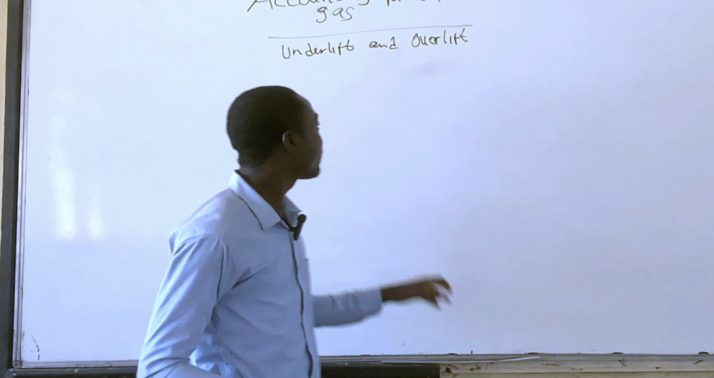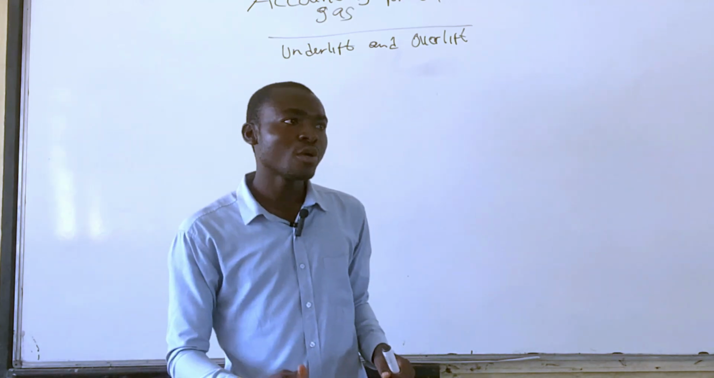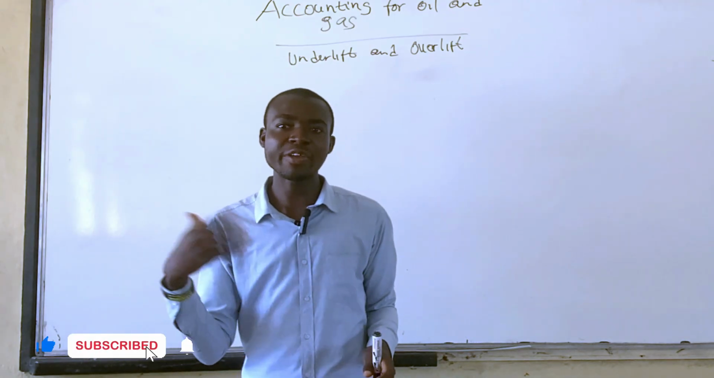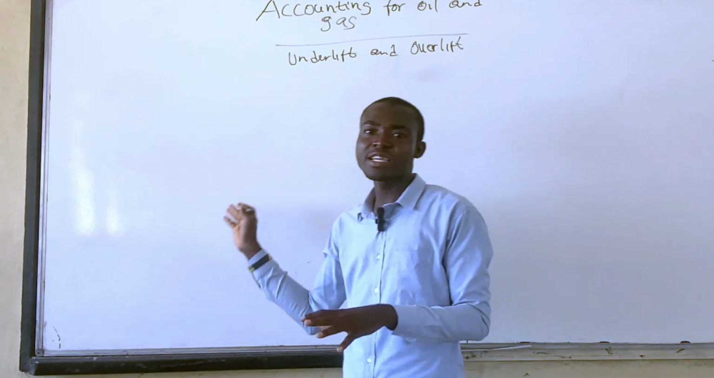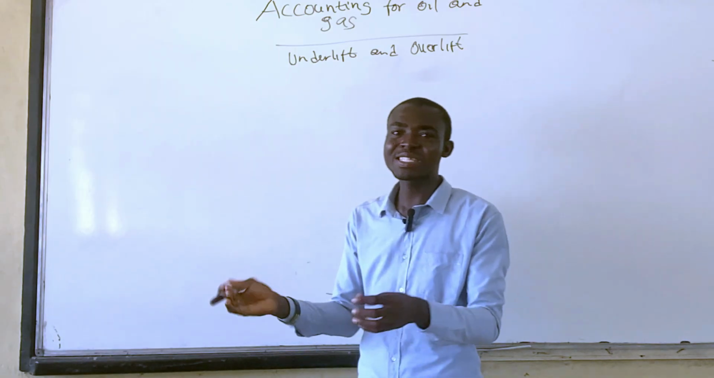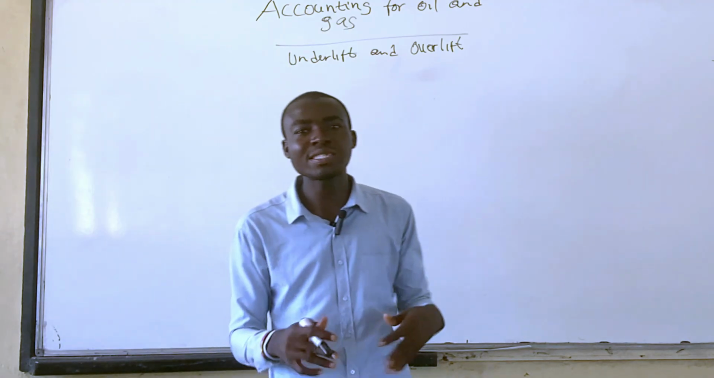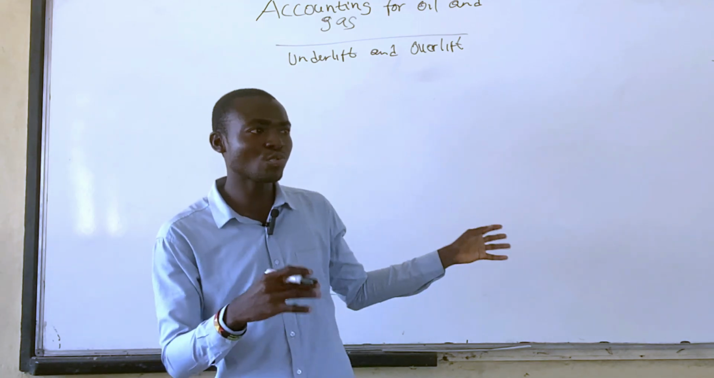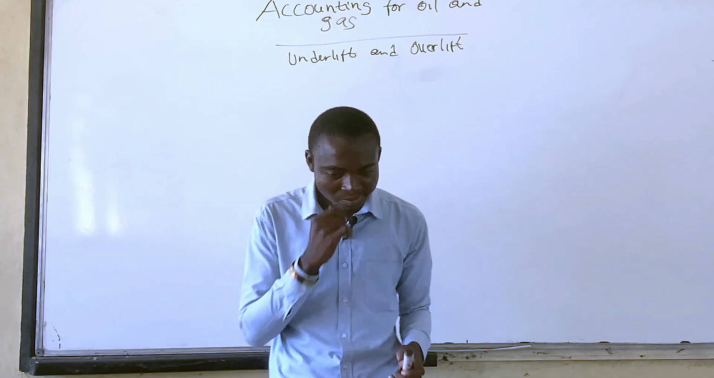So the underlifter is the entity who takes less than what is supposed to be taken. In the example that I gave earlier on, the underlifter will be entity A, because entity A was entitled to 70 barrels of oil and then took 60. And then the overlifter will be entity B. Entity B was entitled to 30 barrels of oil and then took 40.